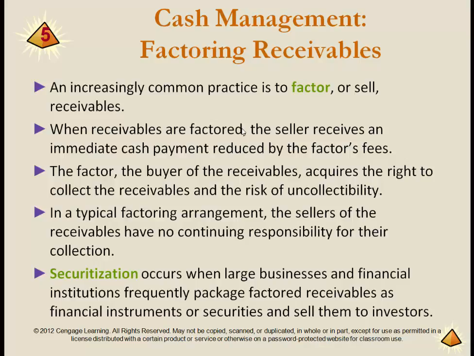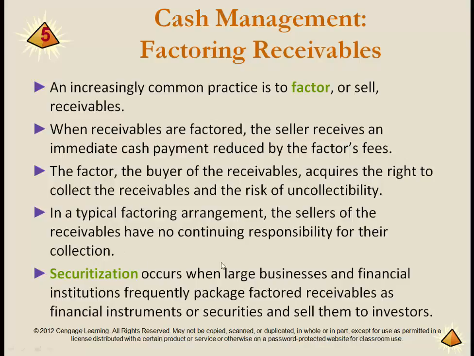Let's say they turn around and they sell $100,000 of receivables to a factor, and they sell them to that factor for, say, $97,000. Well, the furniture company is happy because they get $97,000 cash so they can go out and buy more furniture. The factor is happy because they're going to charge interest on that $97,000, and they're going to collect on it. So it's a way for sellers to get money out of their receivables.